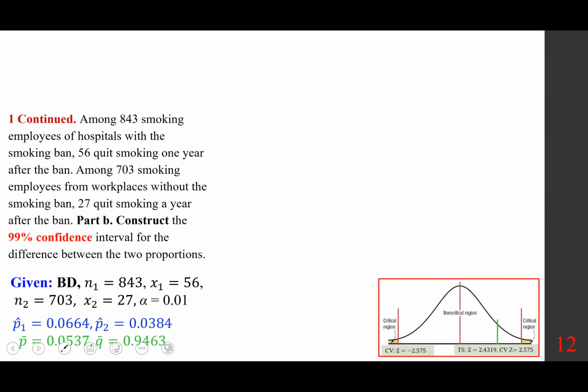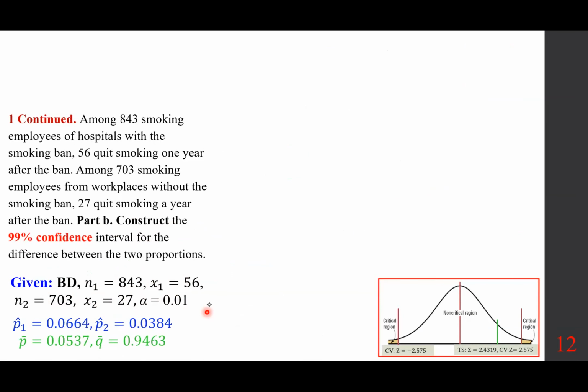We're going to continue with the same question. We're going to go to part B, construct the 99% confidence interval for the difference between the two proportions. This is the information from the previous page: n sub 1, x sub 1, n sub 2, x sub 2, alpha, p1 hat, p2 hat, p bar, all of the above.